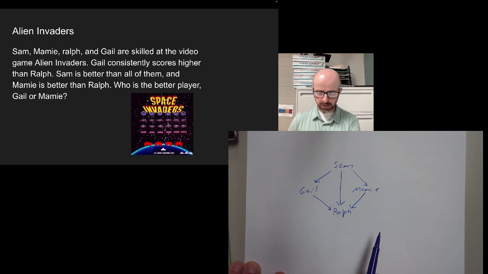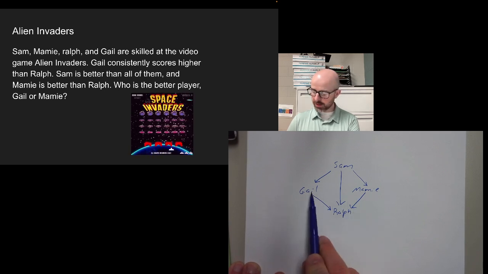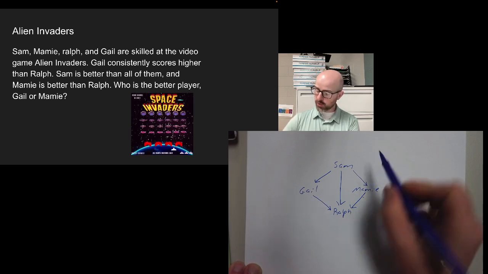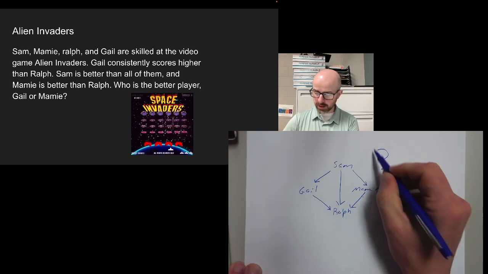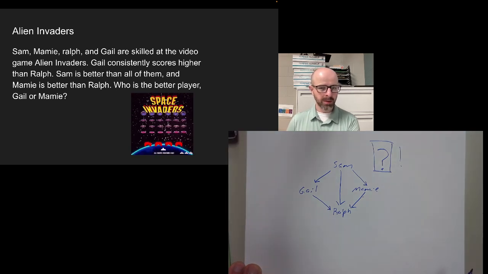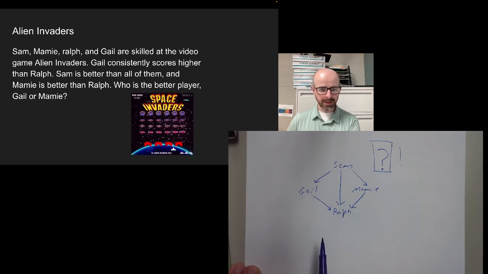So now if we look at this, who is the better player? Gale or Mamie? If you look here, you'll see that there's no comparison in our problem between Gale and Mamie. So this problem is officially unanswerable. Only by drawing the graph did we visually see that the problem doesn't give us a comparison between Gale and Mamie. So that's pretty cool.